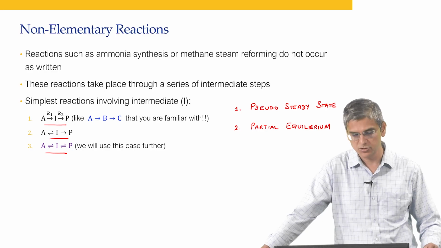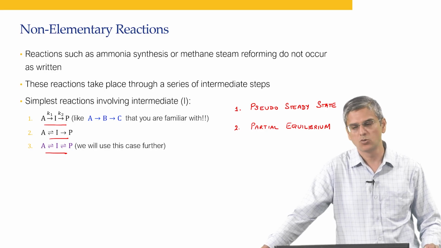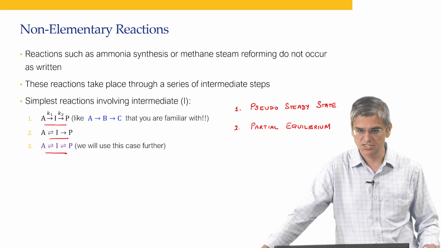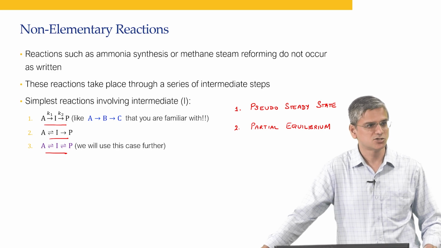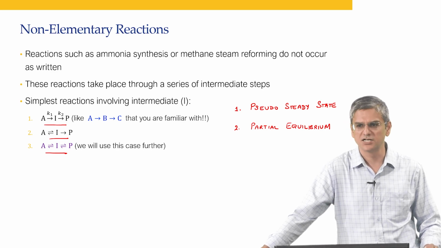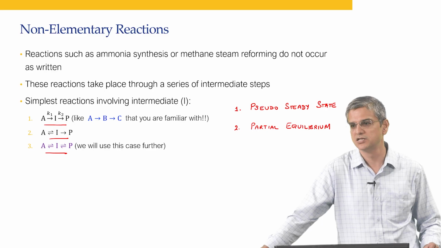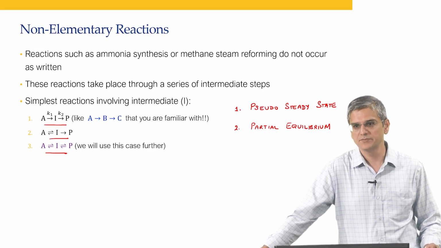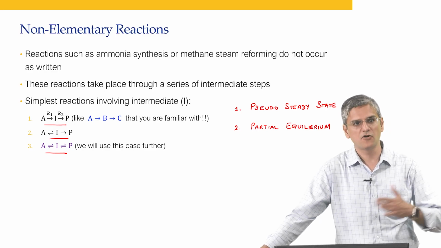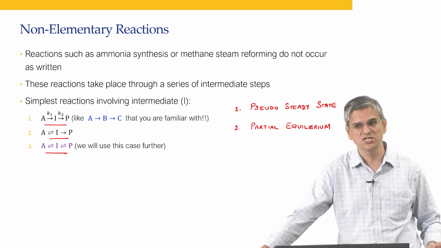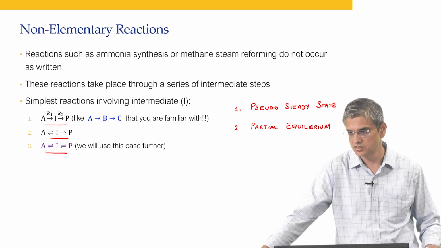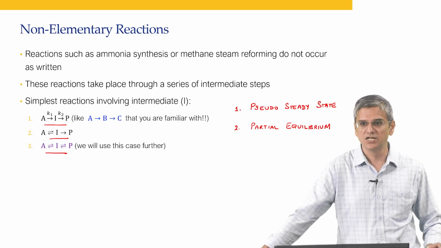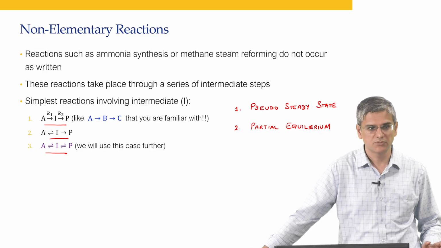Okay. So, that is the concept that we are going to use in certain cases, and in certain other cases we are going to use the concept of partial equilibrium. The idea of partial equilibrium is that a particular reaction is not exactly in equilibrium, but it is approximately in equilibrium. What that means is that the rate of forward reaction is very closely matched by the rate of backward reaction. They are not equal. If they are equal, then this is equilibrium.